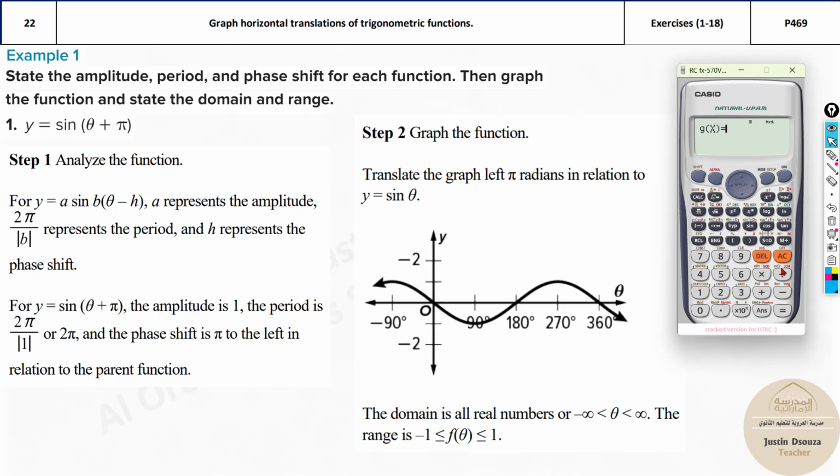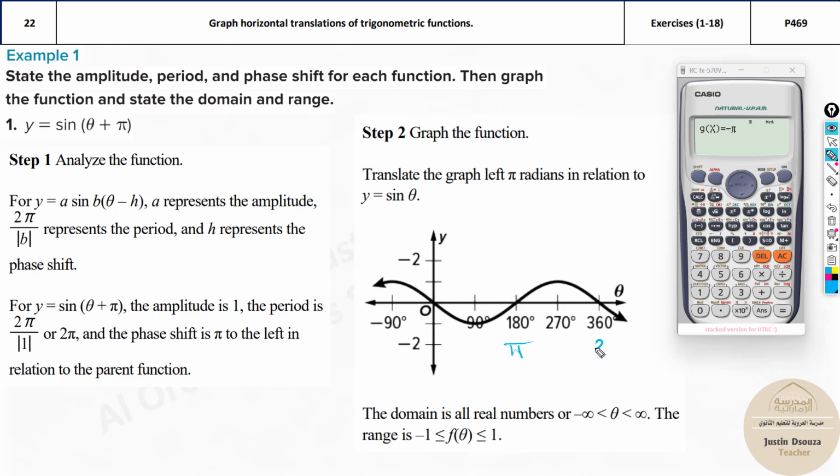Close the bracket. Where do you want to start? I will start from, say, minus pi. That is minus 180 degrees. But I don't need to write 180 degrees. I'll just write minus pi, because this is in terms of pi by 4. Now, one important thing: don't write 90 because it's in radian. You must write this in pi, pi by 2, and so on.